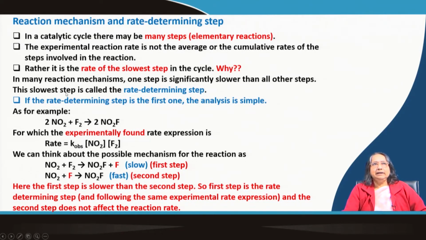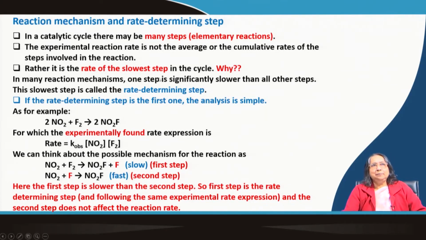In many reaction mechanisms, one step is significantly slower than all other steps. This slowest step is called the rate determining step. But in the case of a reaction, it is very important, not like that file. Here it is very important. If the rate determining step is the first one, then the analysis is very simple. Just by an example I can tell you.